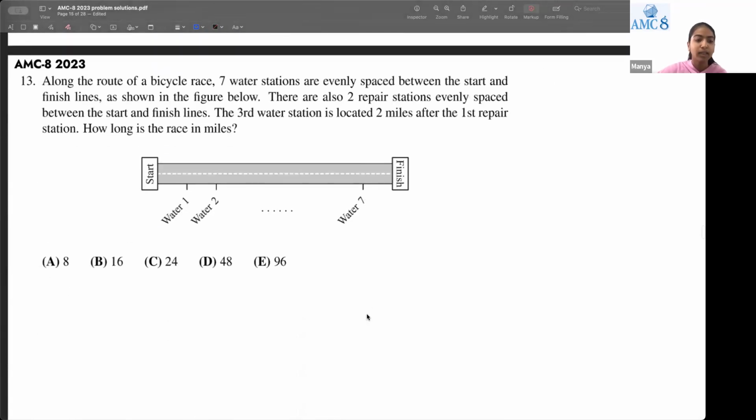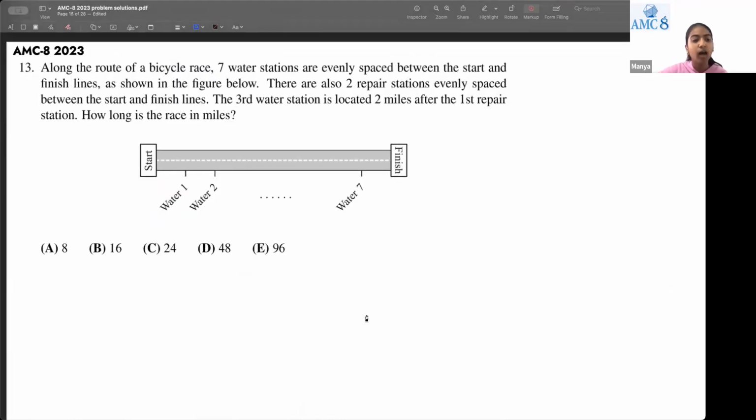Okay, so problem number 13. Along the route of a bicycle race, 7 water stations are evenly spaced between the start and the finish lines, as shown in the figure below. There are also 2 repair stations evenly spaced between the start and finish lines. The third water station is located 2 miles after the first repair station. How long is the race in miles?